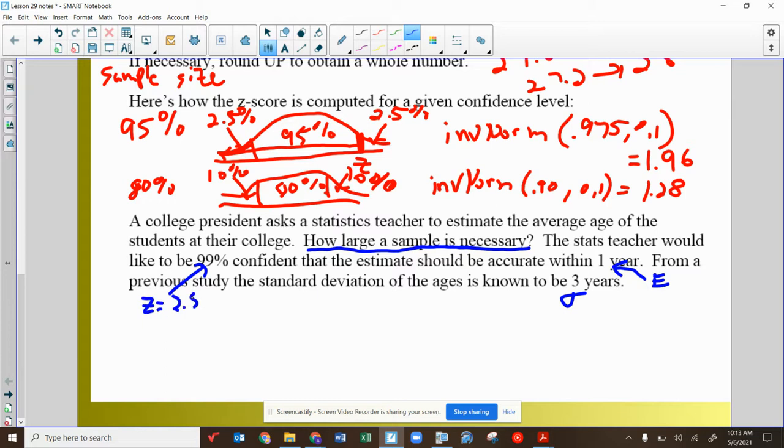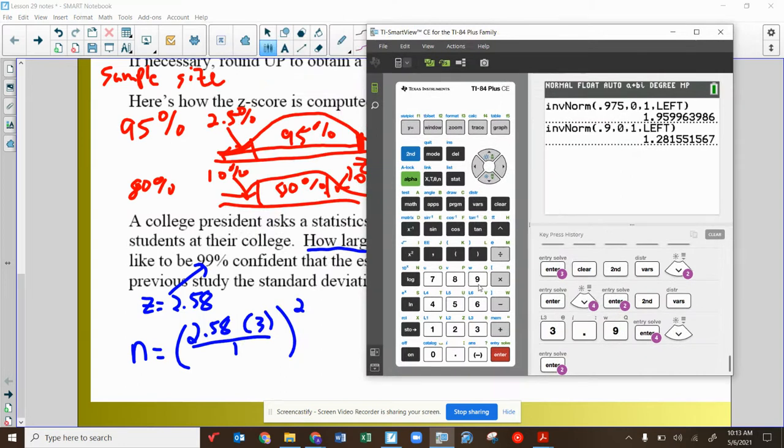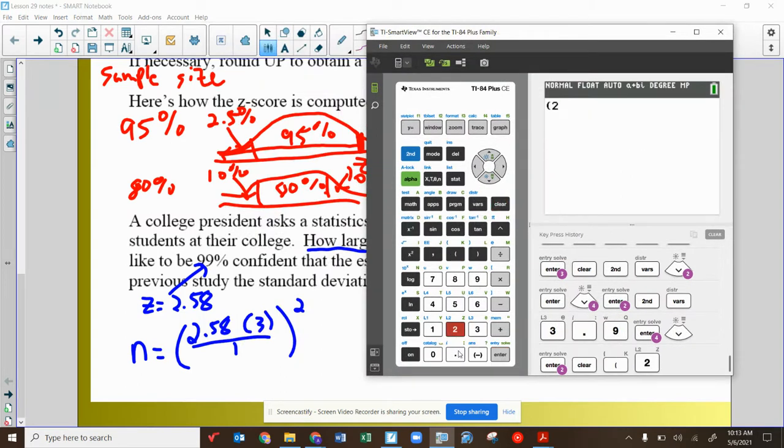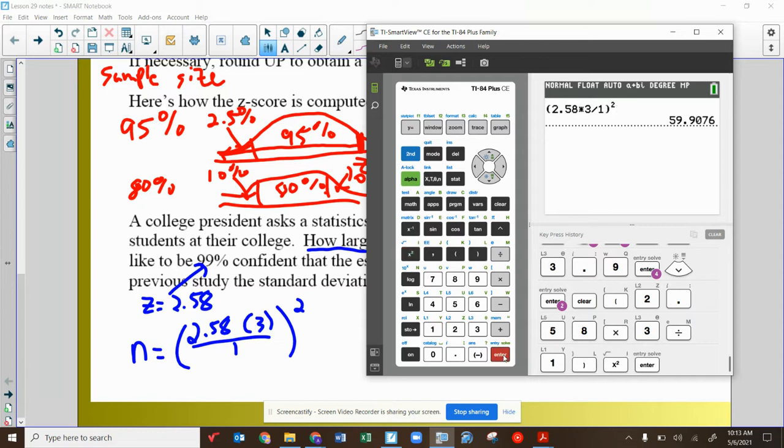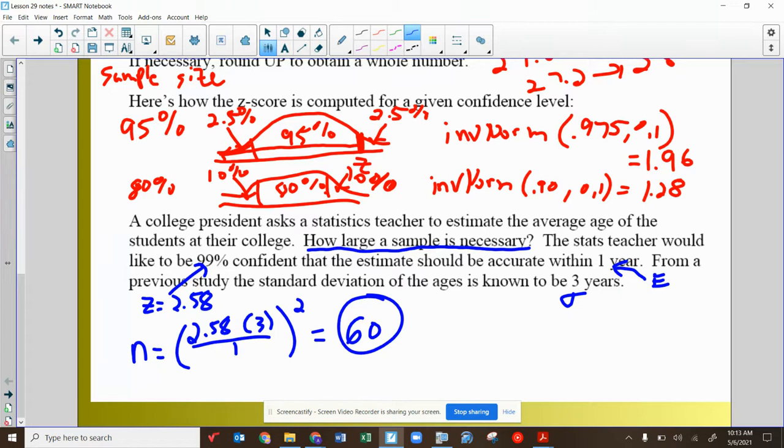Okay, so 99%, z-score of 2.58. So our formula, n is equal to the z-score times the standard deviation divided by the error, squared. So 2.58 times 3 divided by 1, which you don't need to type in necessarily, and take that and square it. So 59.9, so we will take that and round that up. So you would need to poll 60 people.